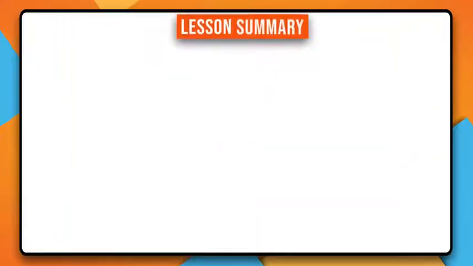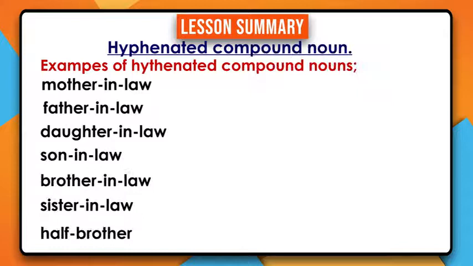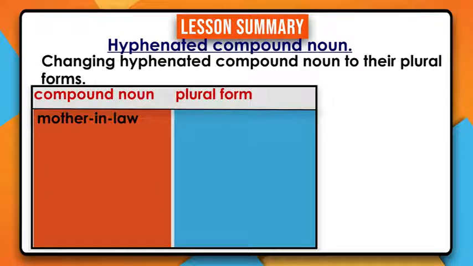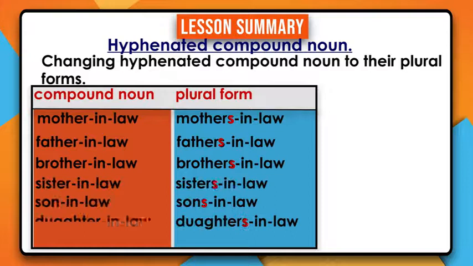Remember, in this video lesson, we've been able to identify different hyphenated compound nouns. For instance, we had examples like mother-in-law, father-in-law, sister-in-law, brother-in-law, daughter-in-law, son-in-law, to mention but a few. My precious viewer, we also moved further to give the plural form of those hyphenated compound nouns. For instance, the plural form of mother-in-law is mothers-in-law. The one for father-in-law is fathers-in-law. The one for brother-in-law is brothers-in-law.